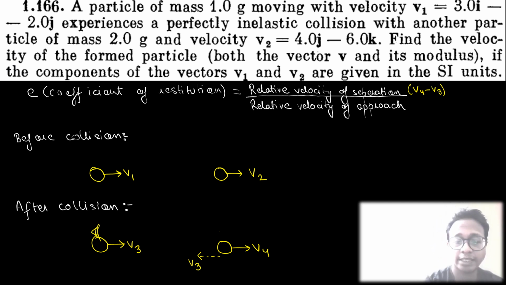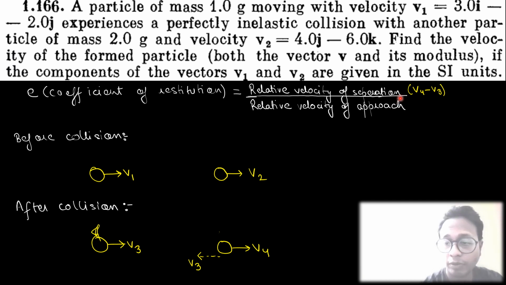It doesn't have to be in 1D. It can be in 2D. This velocity can be a 2D vector or a 3D vector. It does not necessarily have to be a 1D vector. The formula will remain the same.